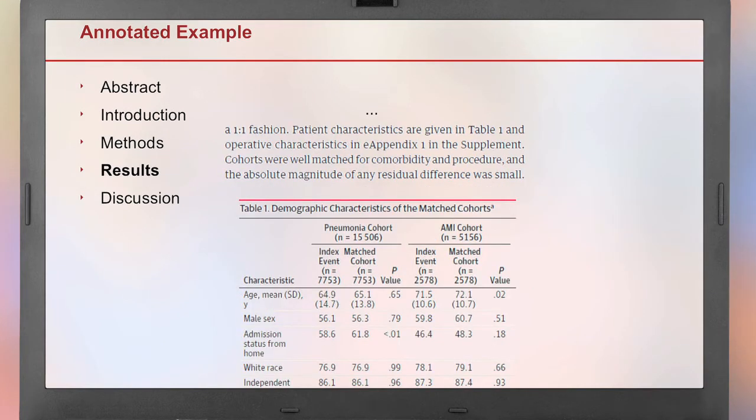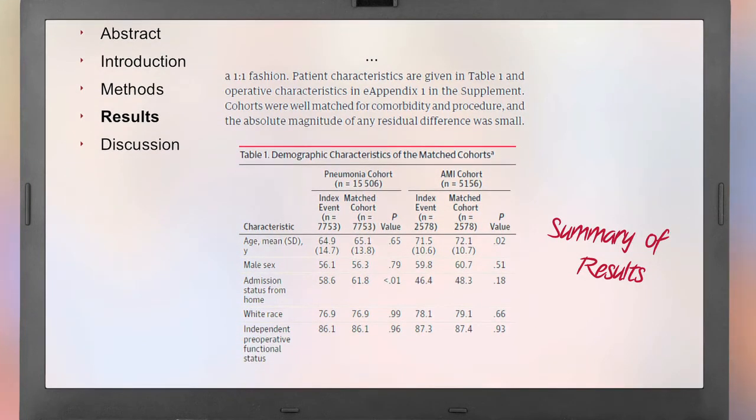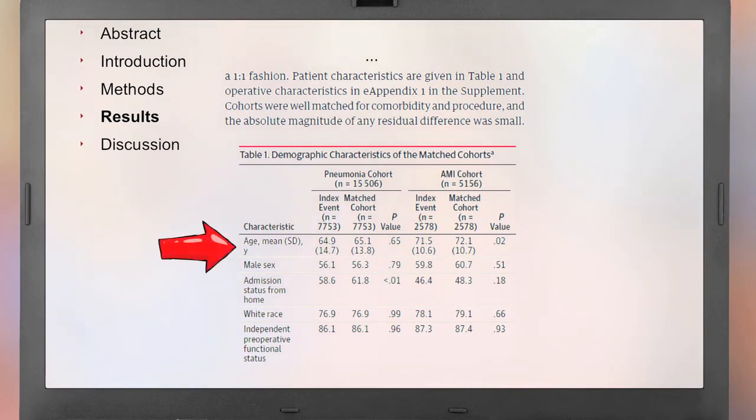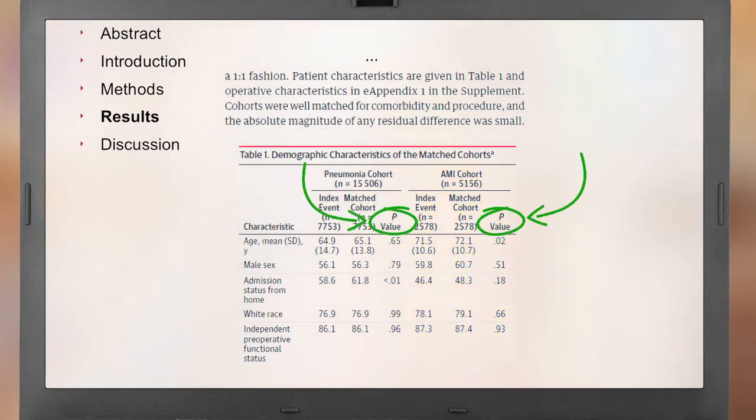Now we'll examine the results section. A common way to summarize results is in tables. Here, the researchers present the average age and standard deviation, or variability with respect to age, proportions by sex, race, and other demographic variables for each matched group. P-values, which indicate the chances of obtaining a statistic at least as extreme as the one in your sample, show that there were no statistically meaningful differences between these matched groups in most cases.